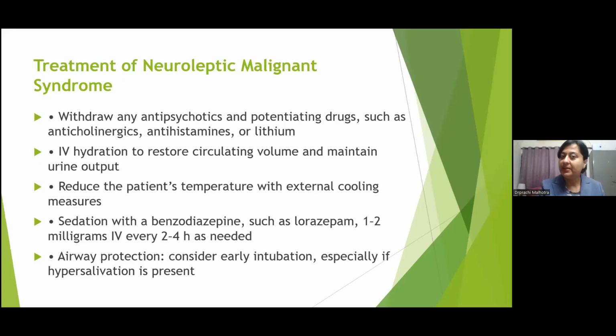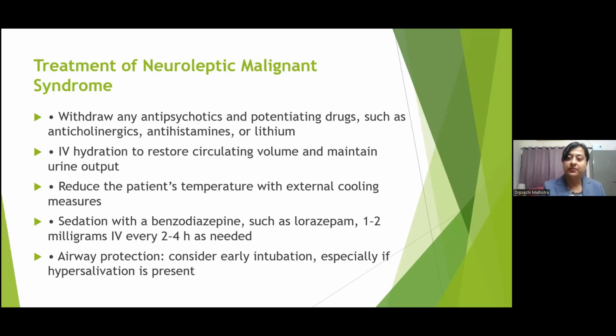Now, how will you treat neuroleptic malignant syndrome? First of all, withdraw any antipsychotic or potentiating drugs such as anticholinergics, antihistamines, or lithium. IV hydration is very important, to maintain circulating volume and urine output. Reduce the patient's temperature because these patients will have hyperthermia. So you have to cool them down, either by giving cool saline or putting on a fan, taking off all warm clothes, and cold sponging.